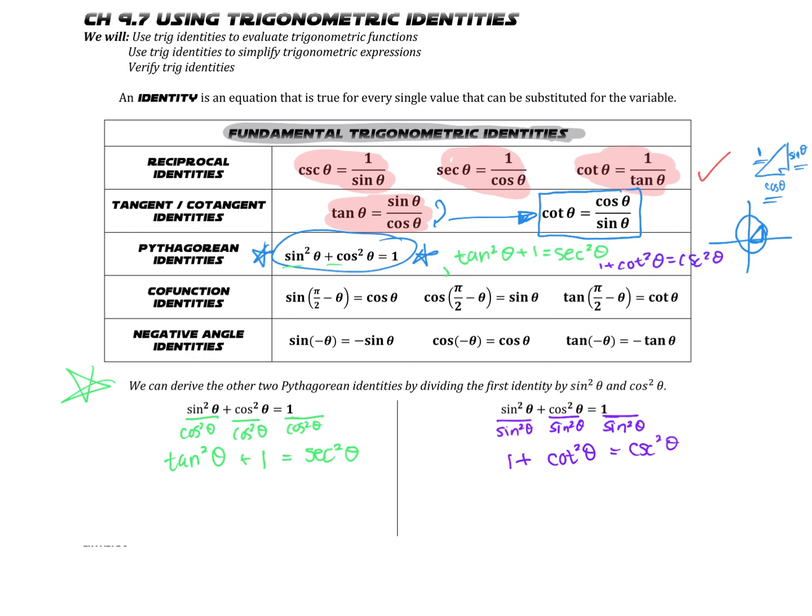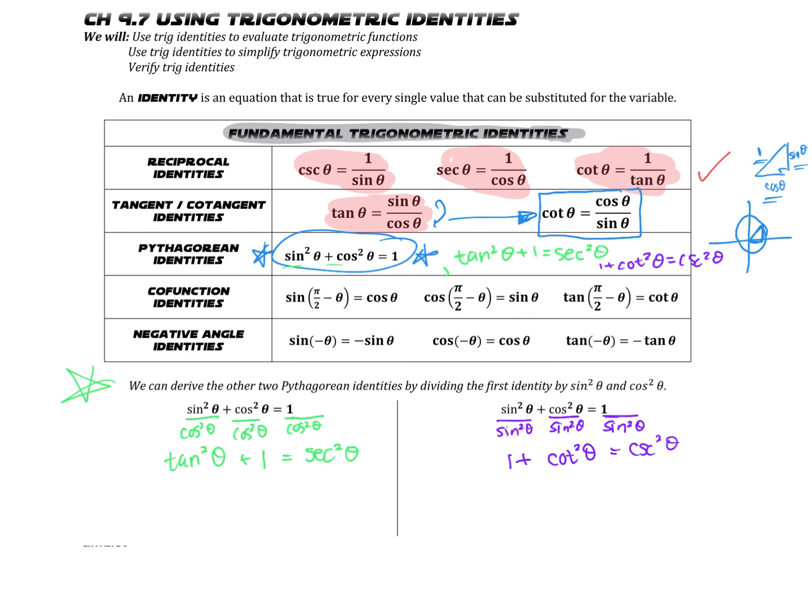Now really, you don't have to memorize these 2 as long as you know this one, because you could always come up with them. This didn't take a ton of work for us to derive these other 2. Oftentimes I can't remember which ones go together, and so I'll just say, okay, let me just divide everything by sine squared and see what happens. Divide everything by cosine squared and see what happens. But you will be expected to use all 3 of these. So if you only memorize this one, make sure you know how to come up with or how to derive the other 2.